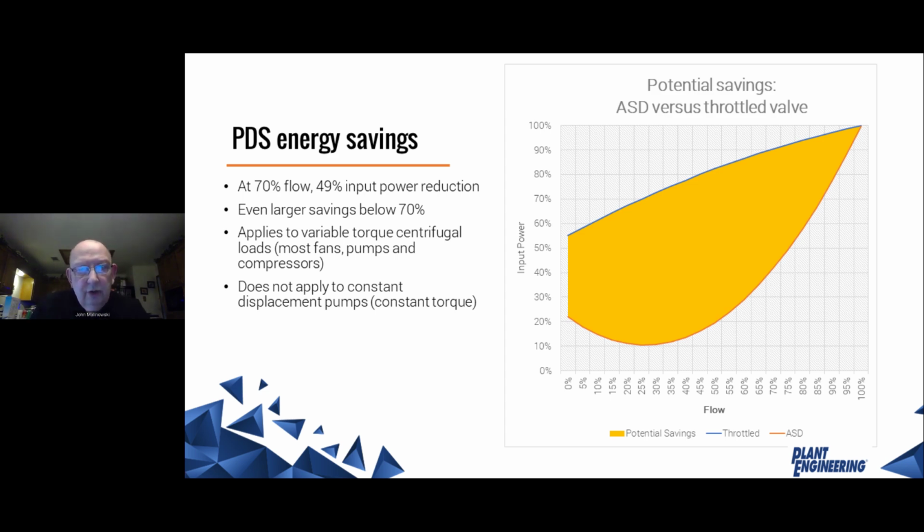So we're looking at energy savings here with a power drive system. So at 70% flow, we're getting 49% power reduction. So there's a huge energy savings. And if you drop down below 70%, even bigger savings. So this is centrifugal loads again, fans and pumps and compressors. This is not a constant load like a conveyor.